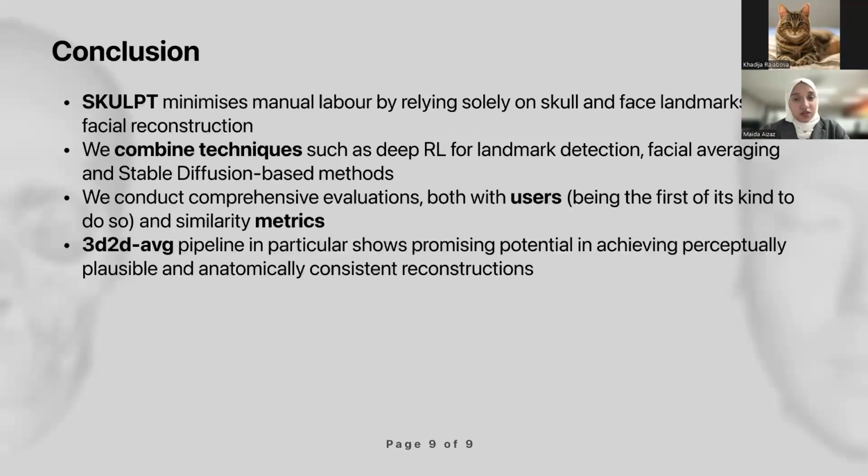So in order to conclude our presentation today, SKULPT minimizes manual labor by relying solely on skull and face landmarks for facial reconstruction, and we combine various techniques such as deep RL for landmark detection, facial averaging, and stable diffusion-based methods in SKULPT. We also go ahead and conduct comprehensive evaluations, both with users, which we believe we are the first of our kind to do so, and similarity metrics. And we present to you our best contribution in the form of 3D 2D average, which in particular shows great promise in achieving perceptually plausible and anatomically consistent reconstructions.